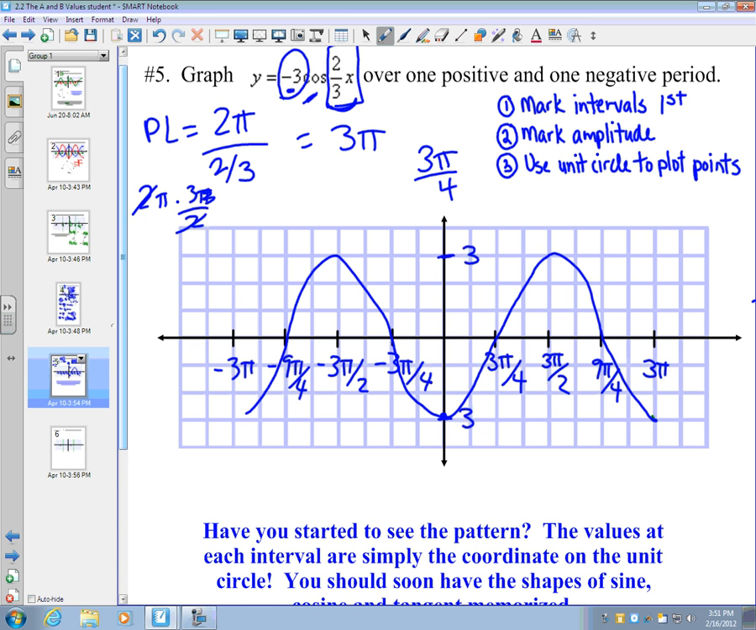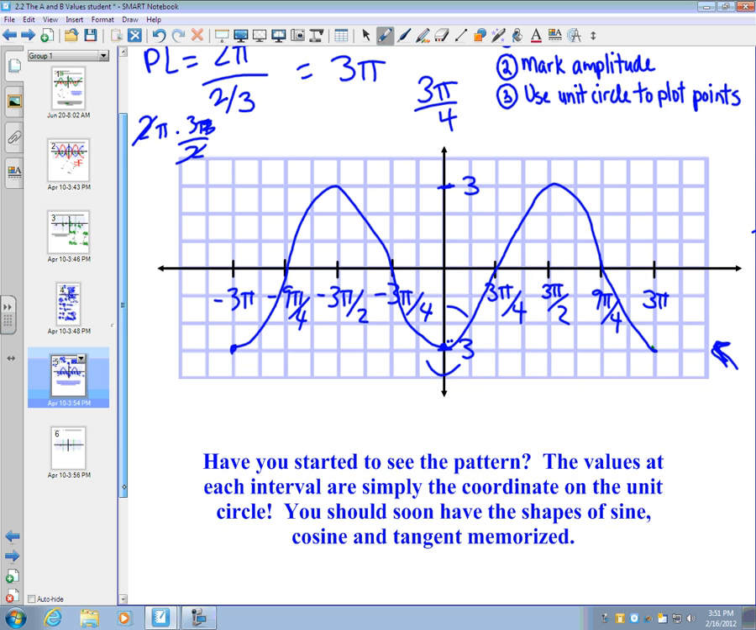Okay. The other thing you can do is you can enter this into your graphing calculator and it will graph this. The only thing is we have to work on how to set up the axes. But to give you the general shape of what it's doing, putting it in your graphing calculator with your y equals is a really good idea. So have you started to see the pattern? The values at each interval are simply the coordinates on the unit circle. You should soon have the shapes of sine, cos, and tan memorized.